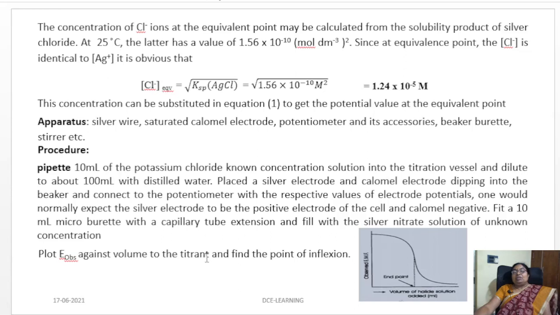Then, during the titration, you have to note the change in the EMF using table 1. Plot E observed against the volume of titrant and find the point of inflection. That is the point of inflection.